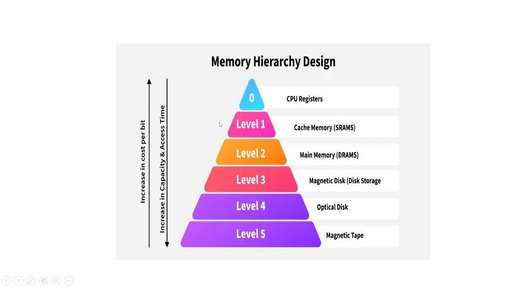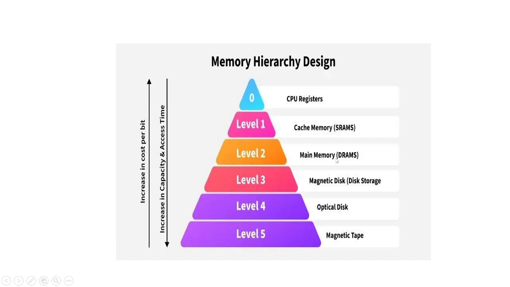And the cache memory is SRAM, a static random access memory. It holds only the frequently accessed data for processing. It has to be placed between the CPU register as well as the main memory.